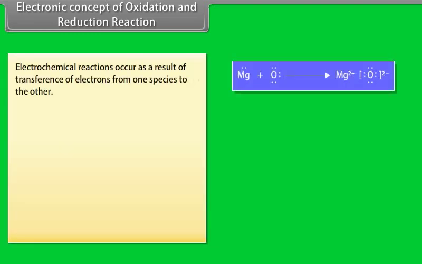Electronic concept of oxidation and reduction reaction. Electrochemical reactions occur as a result of transference of electrons from one species to the other. Consider an example. If magnesium is burnt in oxygen, it gets oxidized to magnesium oxide. In the formation of magnesium oxide, 2 electrons from the magnesium atom are transferred to the oxygen atom.